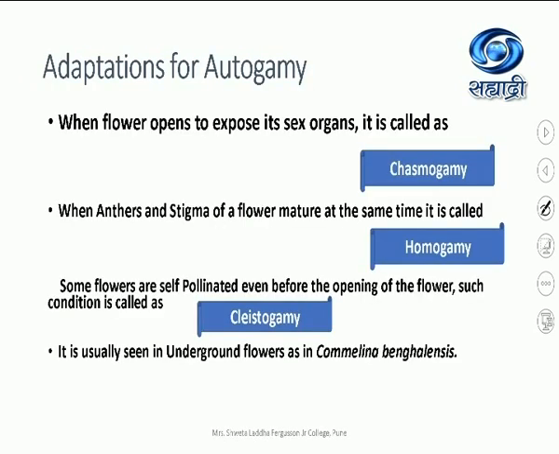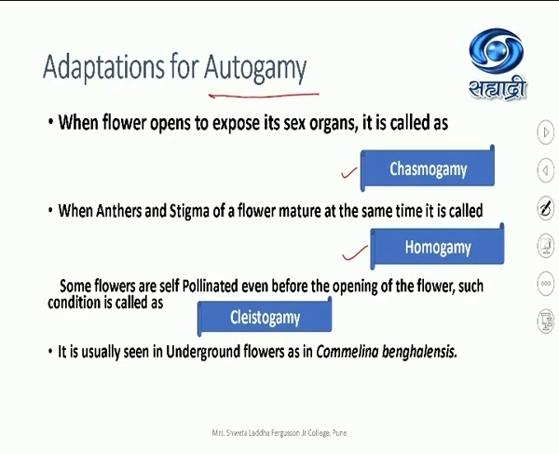Let us quickly see what are the adaptations for autogamy. Now we are saying adaptations for self-pollination or autogamy. First we studied adaptations or contrivances for cross-pollination. Now we are saying adaptations so that self-pollination will take place. When a flower opens to expose its sex organs, it is called chasmogamy. When anthers and stigma of a flower mature at the same time, it is called homogamy.